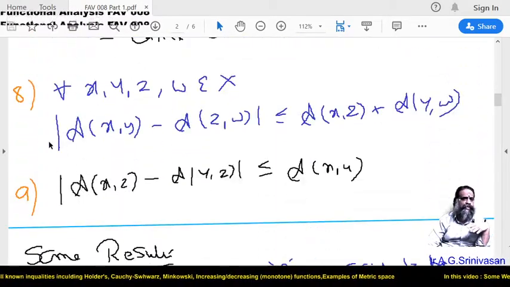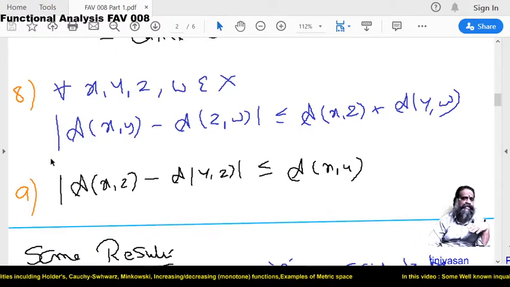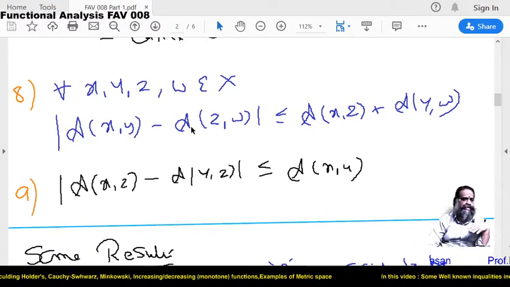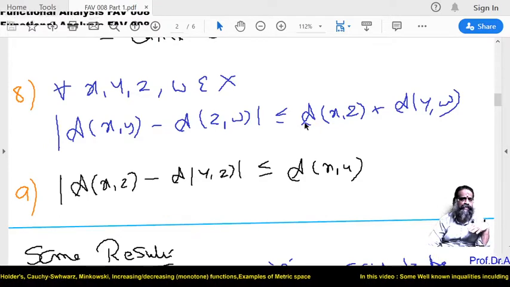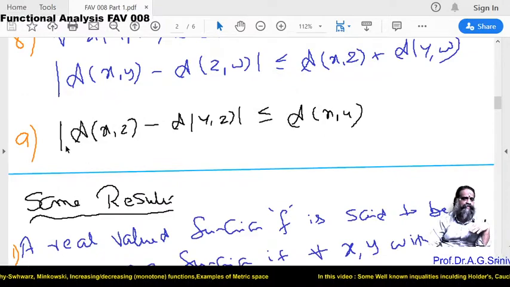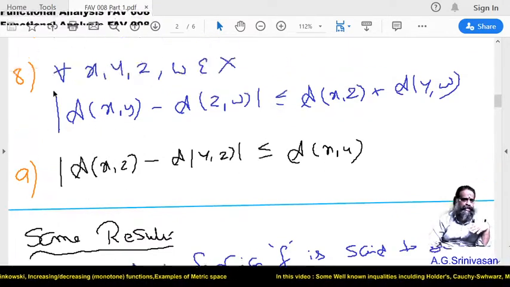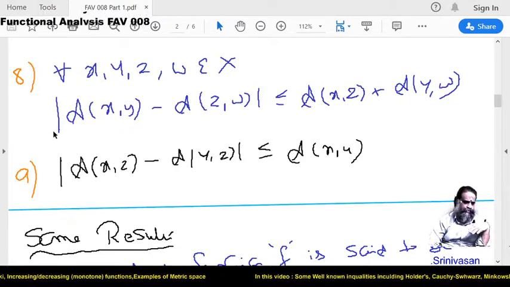We also proved that for every x, y, z, w belonging to X, modulus d of xy minus d of zw is less than or equal to d of xz plus d of yw. Also, modulus d of xz minus d of yz is less than or equal to d of xy. These two we also proved in the previous videos.